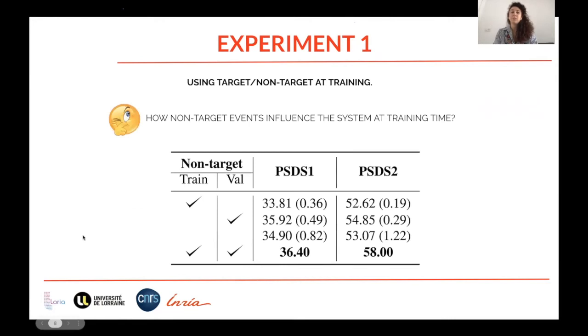So in the first experiment, we tried to answer the question of how non-target events influence the system at training time. So we trained the system with different versions of the synthetic set, including non-target events only in training, only in validation, for both, or none of them. And we assumed that the best performance is reached when they are included in both the training and validation phase.